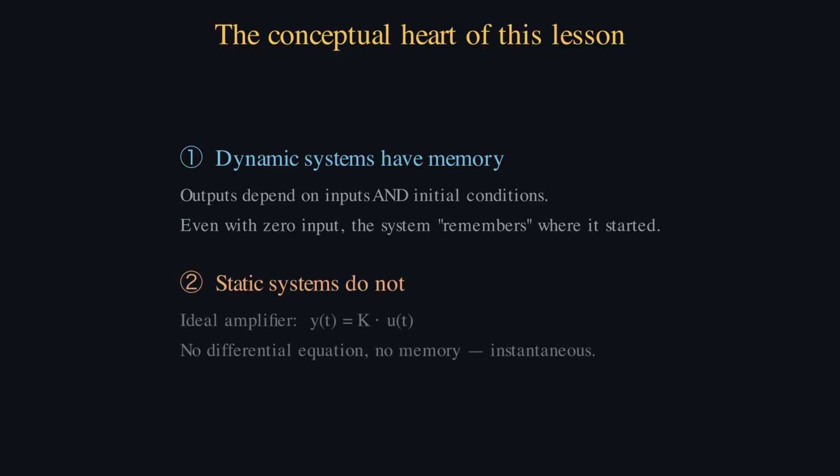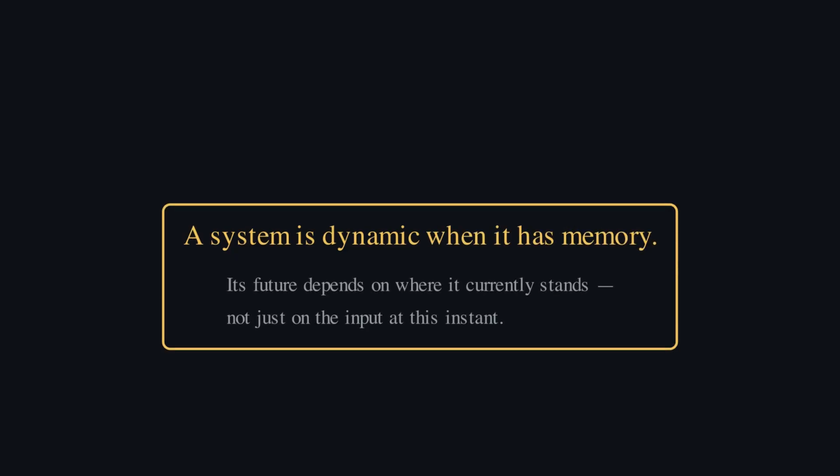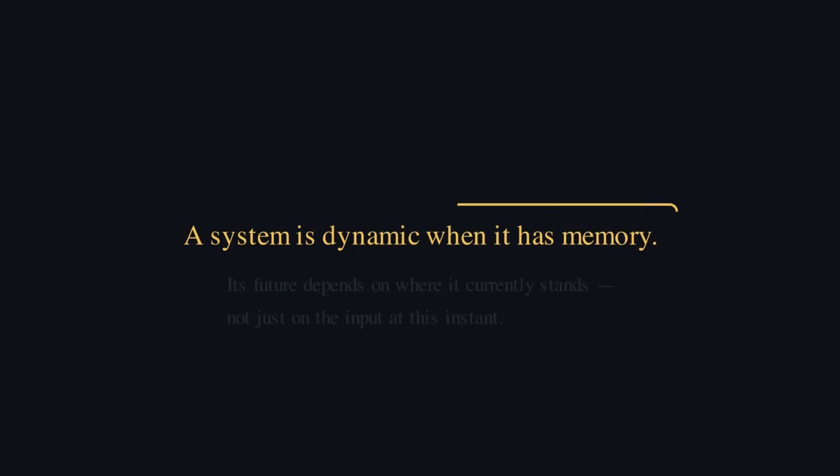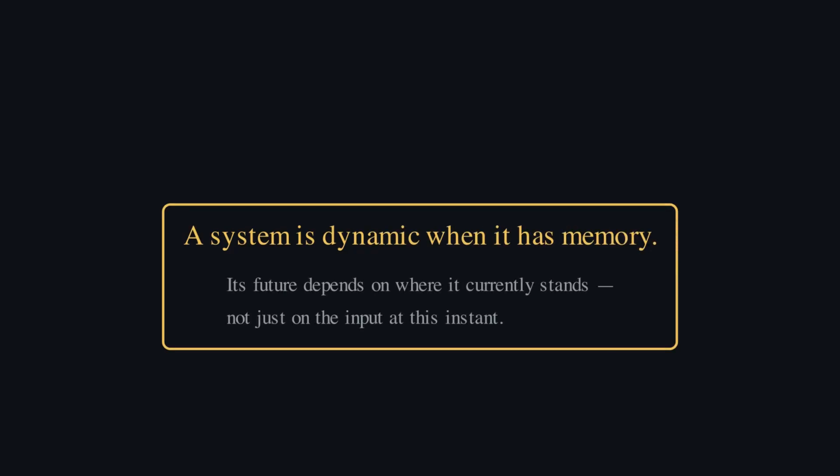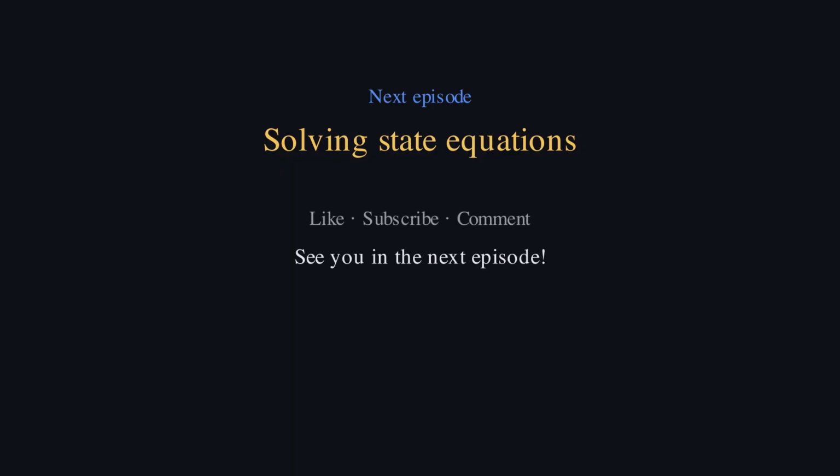And the second takeaway is that if we consider a system whose output is simply k times the input in time, this is not a differential equation, so it has no memory of the past. The output depends instantaneously on the input, and this is not a dynamic system. It's a purely algebraic static system. Here's the fundamental distinction to take away from this video, which is that a system is dynamic when it has memory, when its future depends on where it currently stands, not just on what input I'm feeding it at that instant. And in the next video, we'll see how to solve these state equations and what the behavior of a linear system over time actually looks like.